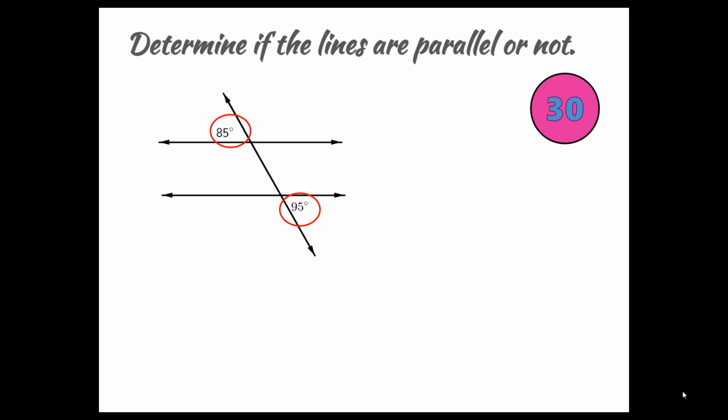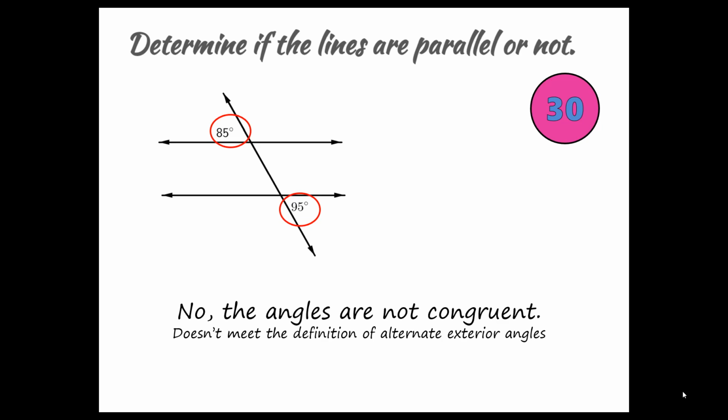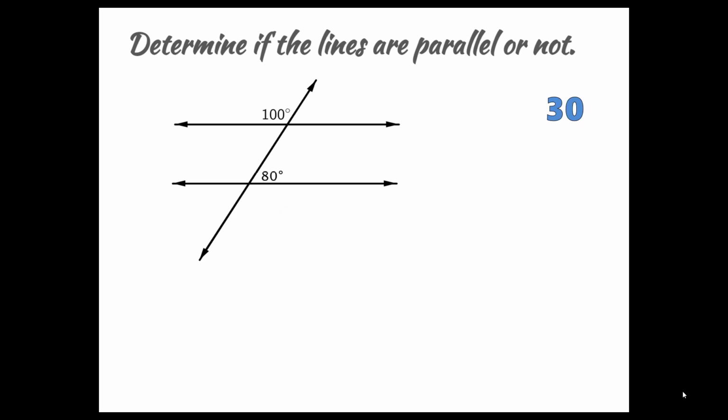All right, so you can see we have the two angles on the exterior, but there are two different numbers and they're alternating. So that means that they fail the definition of alternating exterior angles. So our lines are not parallel. All right, next example.